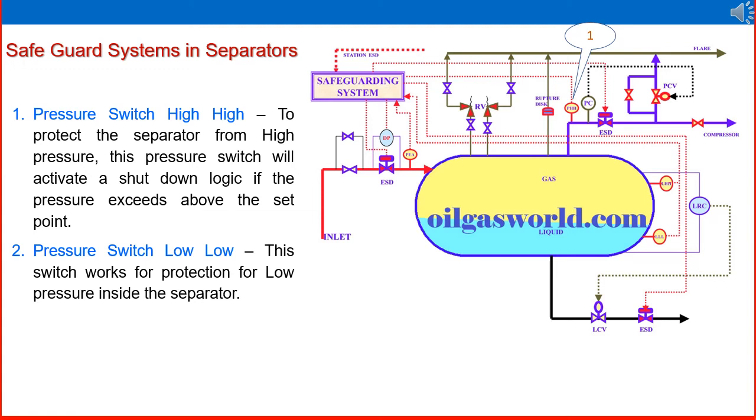That will be in open condition, or if any shutdown happens, it will go to open mode. So whatever pressure is inside the separator will release to the flare line. Similarly, there is a pressure switch low, which is not shown in the picture. In most cases that also will be connected to the outlet or inlet.